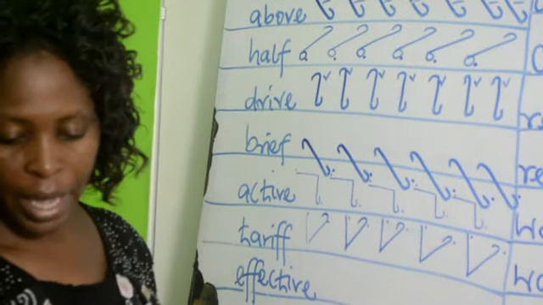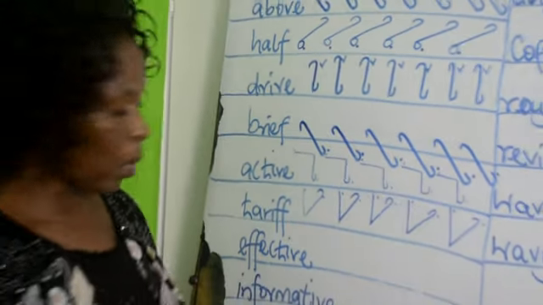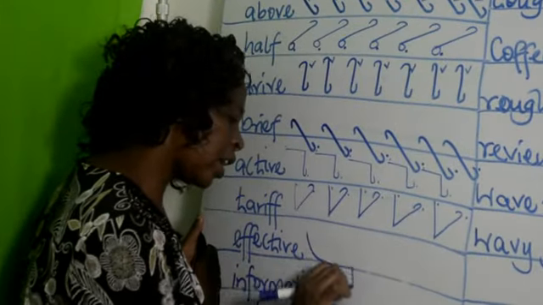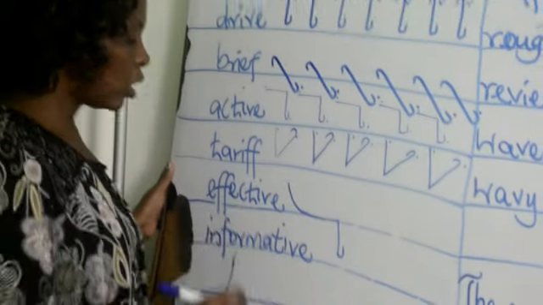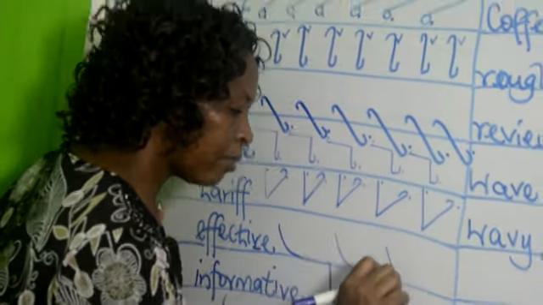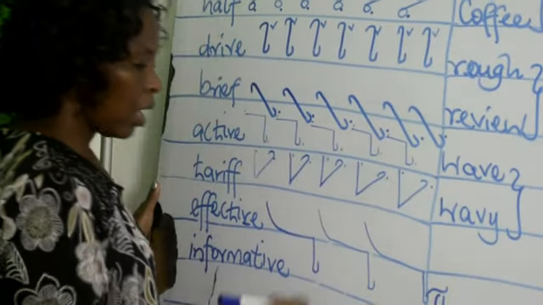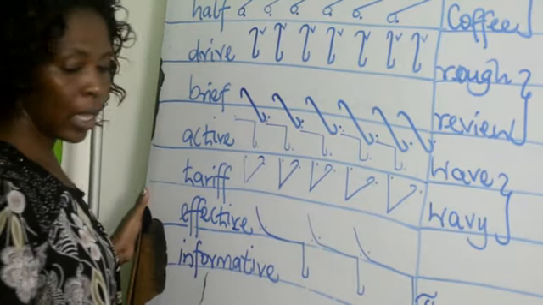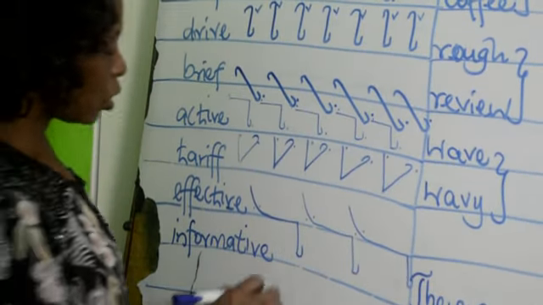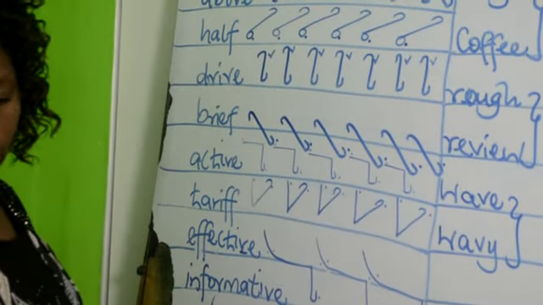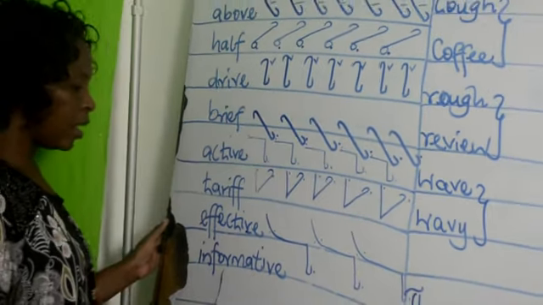We have the word effective. Pronounce the word effective, a stroke of F on the line, stroke of K, a stroke of T, hooked for V. Effective. We are drilling it on the line because of short A, and we have a short E at the end.